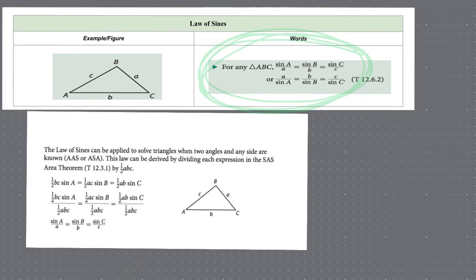The law of sines can be applied to solve triangles when two angles and any side are known, such as angle, angle, side, or angle, side, angle. These are the cases where you will use law of sines when you have angle, angle, side, or angle, side, angle. This law can be derived by dividing each expression in the side angle side area theorem by 1/2 ABC.